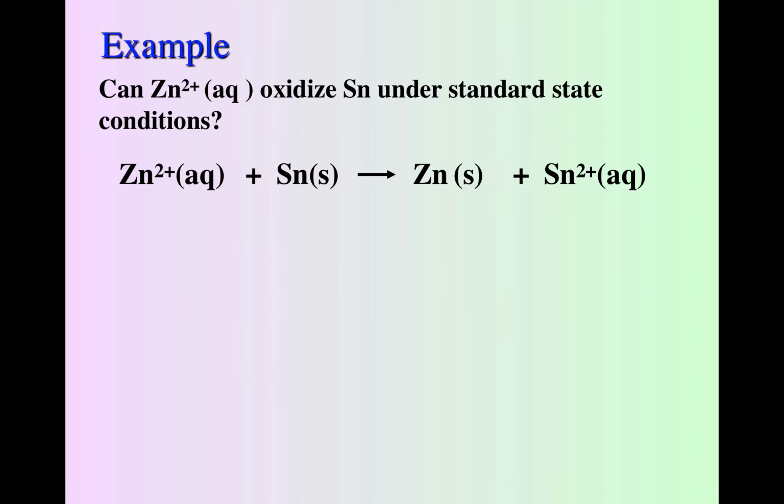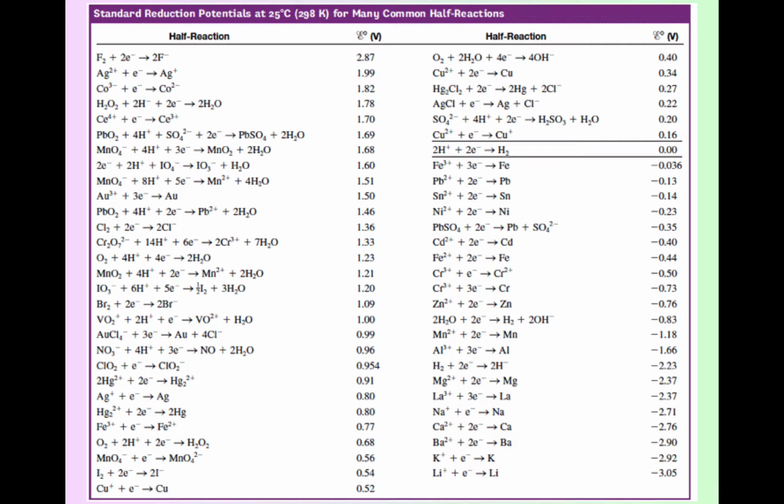So can zinc 2 plus oxidize tin under standard conditions? Well, we can answer this question by going to the chart. So we look to see where zinc is. There's zinc 2 plus and there's tin. So since tin 2 plus is a stronger oxidizing agent than zinc 2 plus, no. As far as the way the reaction's written, no, zinc 2 plus will not spontaneously take electrons away from tin to form tin 2 plus.